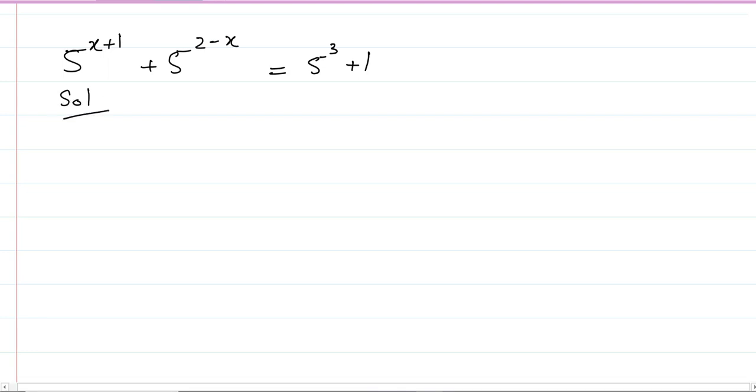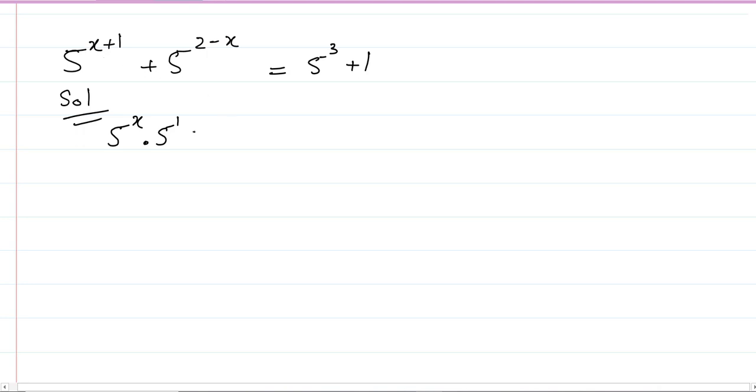Okay, so we have 5 raised to the power x plus 1. We know that we can break it down into 5 raised to the power x and 5 raised to the power 1. This dot is multiplication, indicating we are multiplying by 5 raised to the power 1, and by reversing this step we get what we had previously, 5 raised to the power x plus 1.